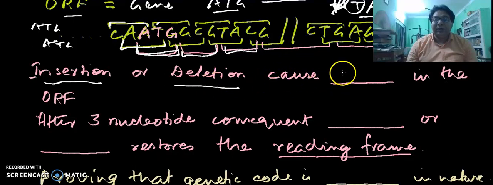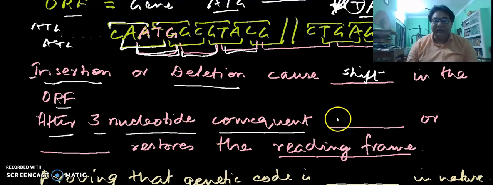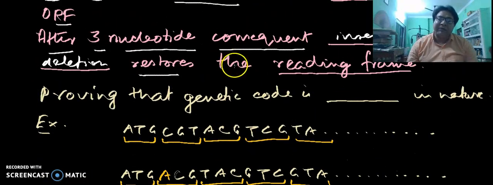It will cause a shift in the reading ORF or reading frame. But it has been seen that after 3 nucleotides of consequent insertion or deletion, the reading frame is restored once again. The only difference is one amino acid will be extra. If it is insertion, one amino acid will be extra coded in the protein, and if it is deletion, one amino acid will be less in the protein.